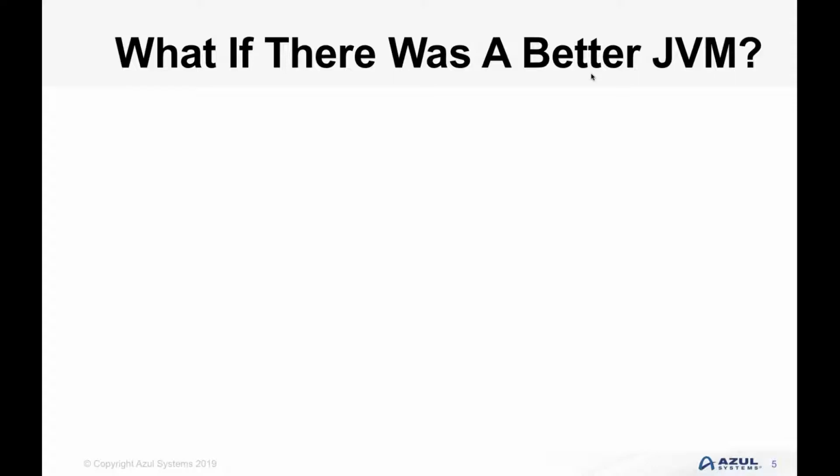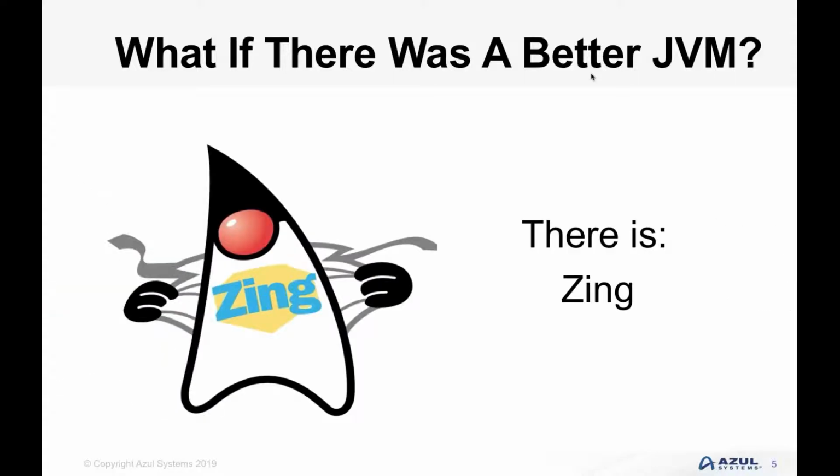So the question we have to ask ourselves is, what if there was a better JVM? What if there's a better way of doing this? And the answer is, there is. And we call it Zing. So Zing is our JVM, which is designed to reduce latency and improve performance. Let's talk about how we actually do that.